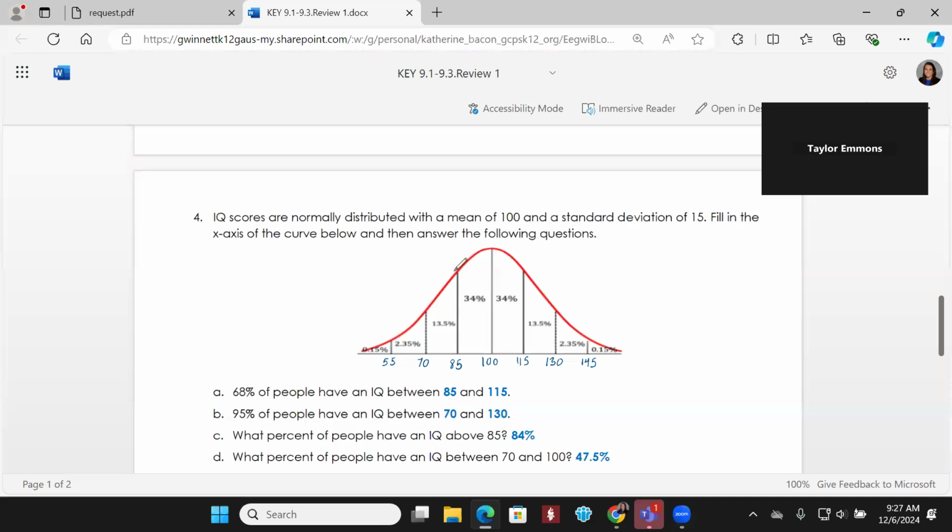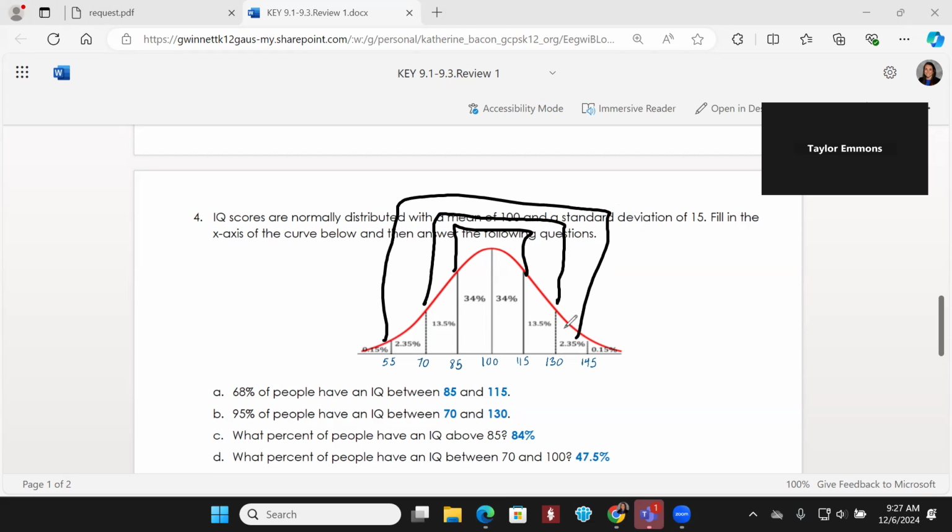Okay, so then it says what percent of people have an IQ between 85 and 115? 68% is in that middle piece. This is the empirical rule. 68, 95, 99.7. Those are 3 numbers I would probably have memorized. Okay. And then from 70 to 130 is 95%.